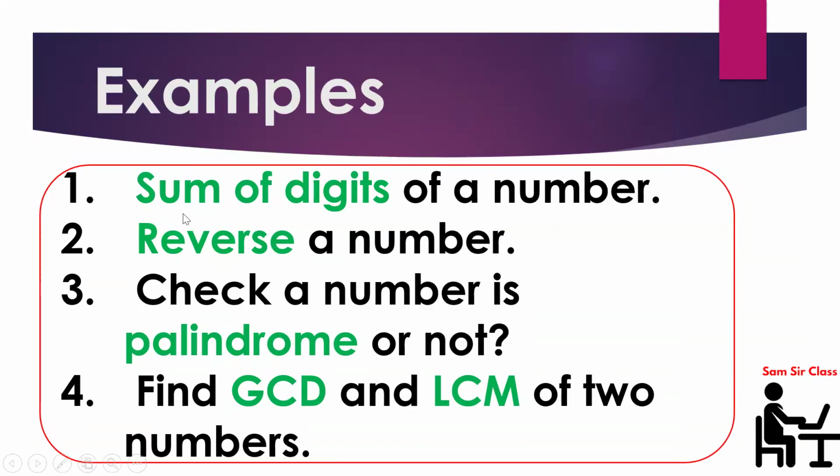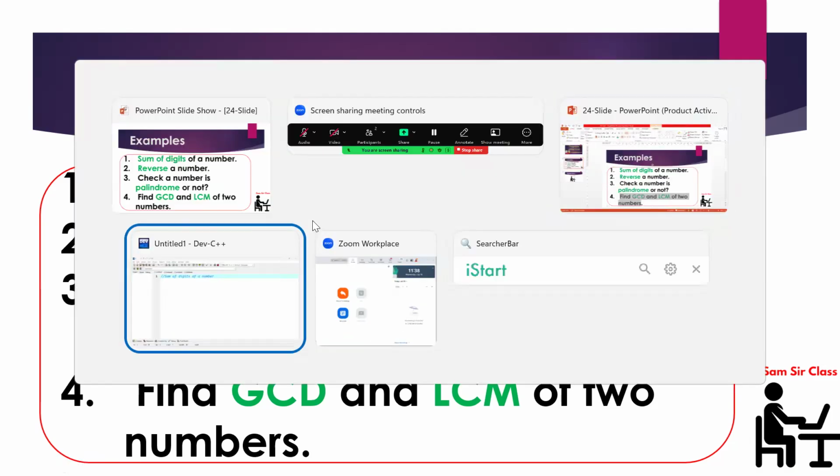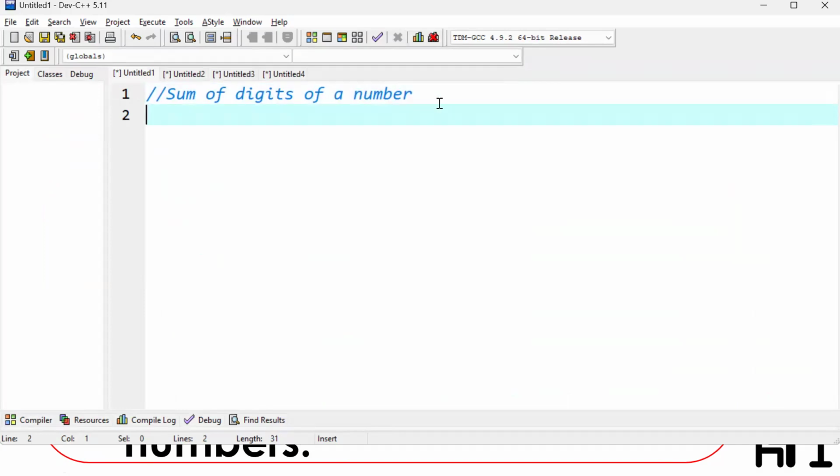Okay, so we'll discuss some programs like finding the sum of digits of a number, you have to reverse a number, you have to check whether a number is palindrome or not, and you have to find GCD and LCM of two numbers. Okay, so let us go to the first program: you have to find the sum of digits of a number. Before writing the program, let us do the analysis.